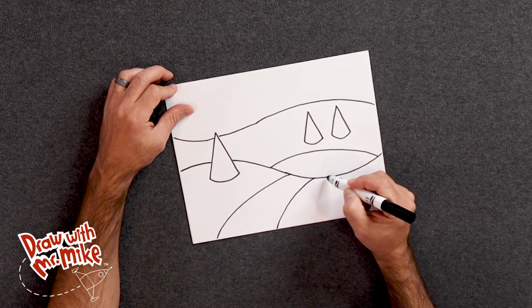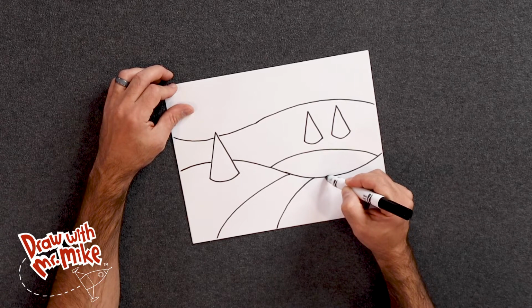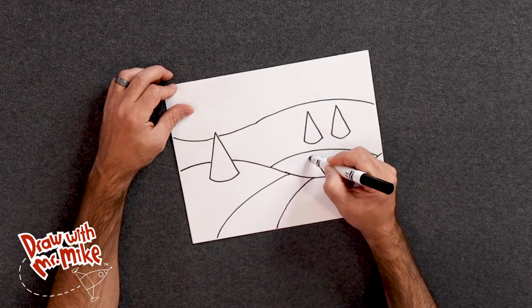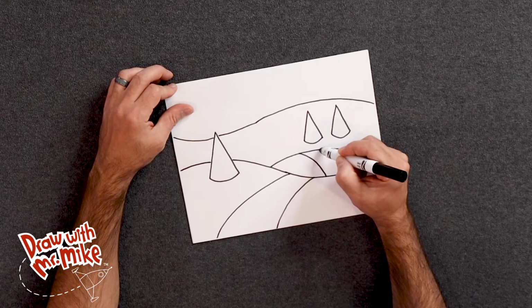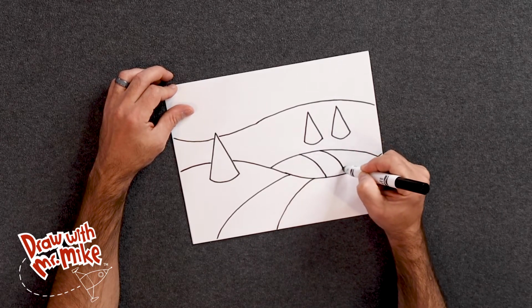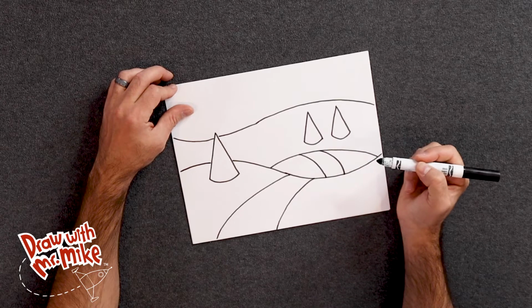So now this path looks like it goes all the way back to this hill that goes down, and then it's going to come back around. The path will be here. So draw another arc that comes up this way. And then we can draw another arc right here. So many arcs in this drawing.